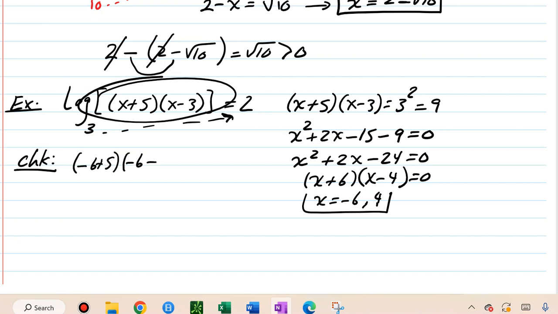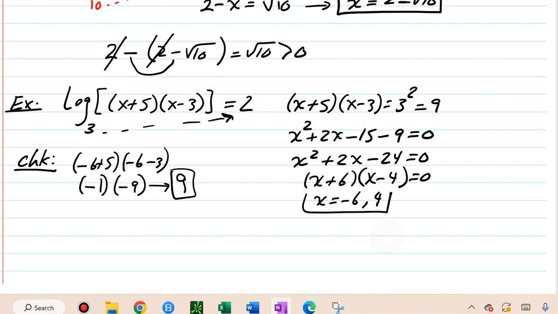And then negative 6 minus 3. That makes it negative 1. Negative 6 minus 3 is negative 9, and the product is positive 9. Therefore, yes, that is a good working solution.